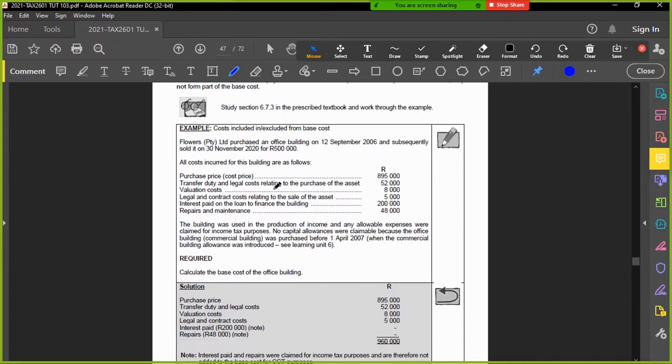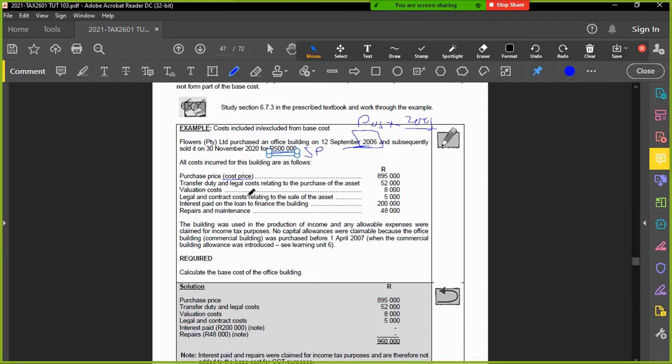Okay, here's another example. Have a look at this one. Flowers Limited purchased an office building on 12 September and subsequently sold it on the 30th of November for 500,000. That's the selling price. This is obviously post 2001. Does that make sense? Yes. Okay, the purchase price was 895, the cost price, in 2006. In terms of transfer duty and legal costs relating to the purchase of the assets, that was 52,000. Valuation costs were 8.